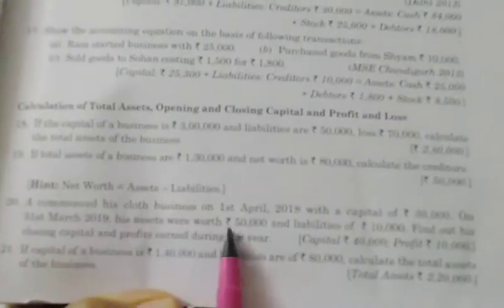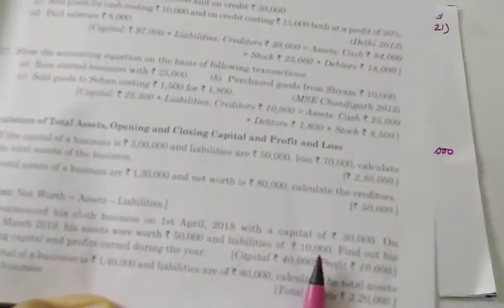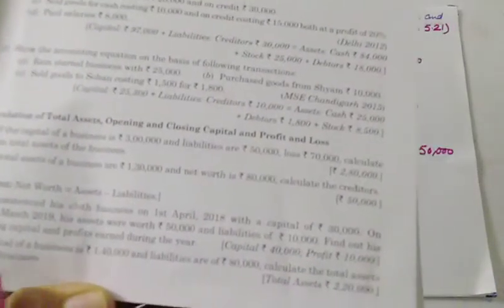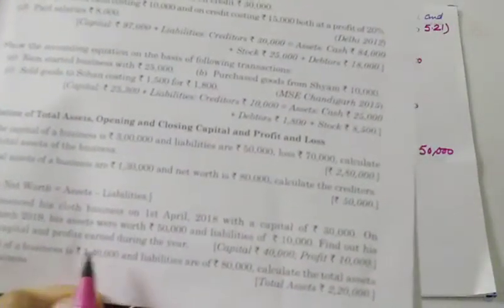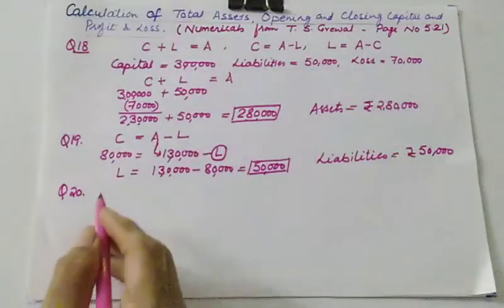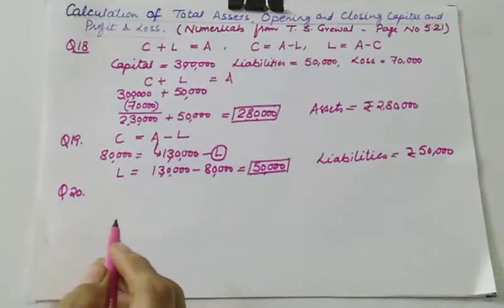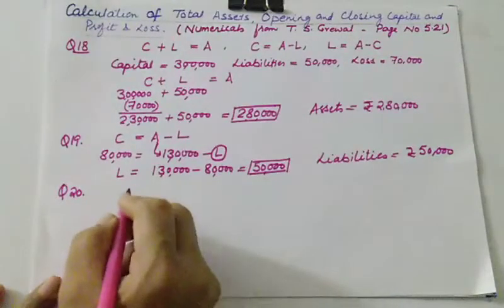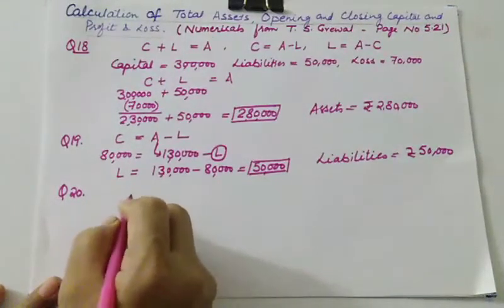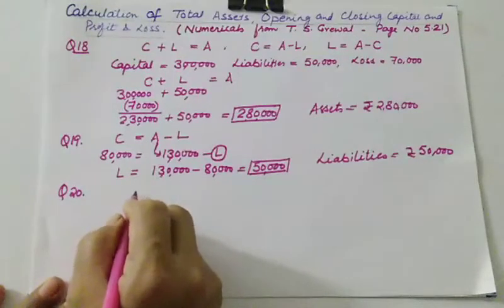Question number 20. A commenced his cloth business on 1st April 2018 with a capital of 30,000. So this is the opening capital. On 31st March 2019, his assets are worth rupees 50,000 and liabilities are 10,000, and we are required to calculate his closing capital and the profit earned. So before doing this, you can write down this formula, how to calculate opening and closing capital, or what is the difference between opening and closing capital.